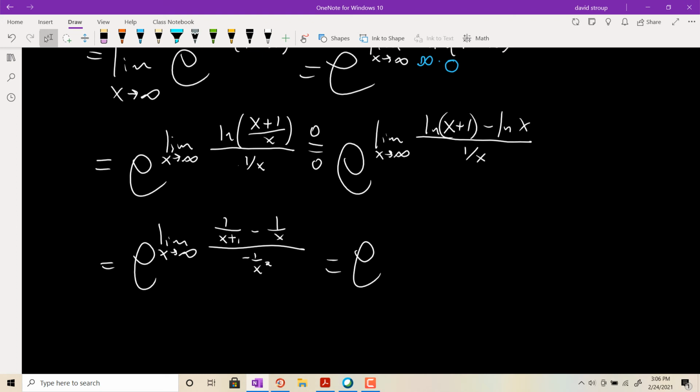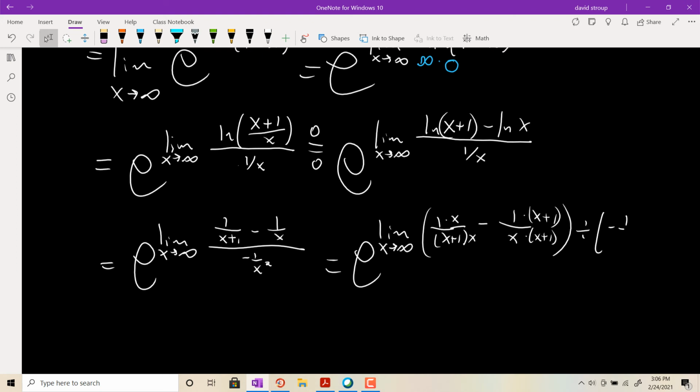I'm going to clean that thing up and see if it's really paid off, right? So I got 1 over x plus 1. Probably just get a common denominator here, right? So either multiply top and bottom by x minus 1 over x, and I multiply top and bottom there by x plus 1. Right, so it's all of this divided by this negative 1 over x squared.